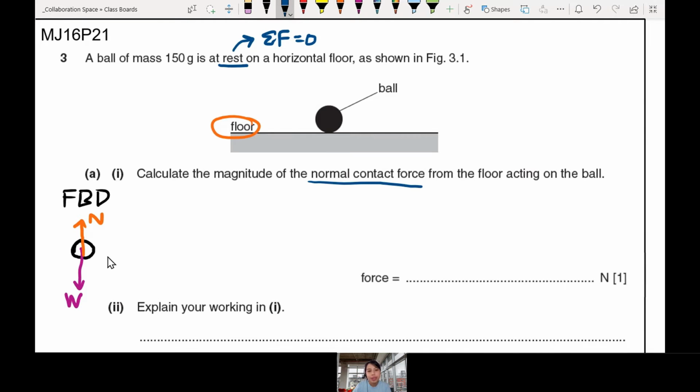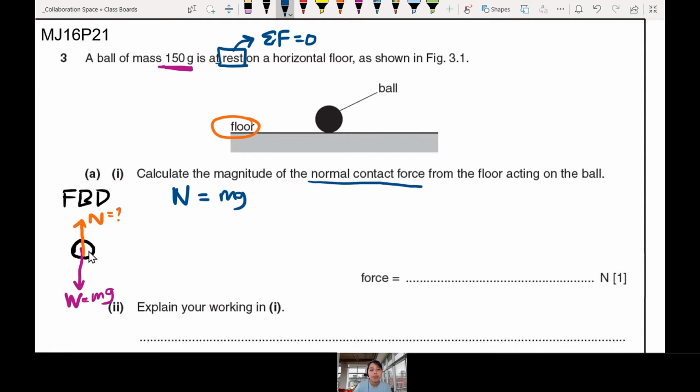Now you see, okay, we don't know N. They want us to find N. Do we know W? Oh, yes, we do know W because we have weight. And weight is the mass times the constant g. So we can say that, all right, since this whole thing is at rest, the normal contact force upwards equals the mg pointing downwards.